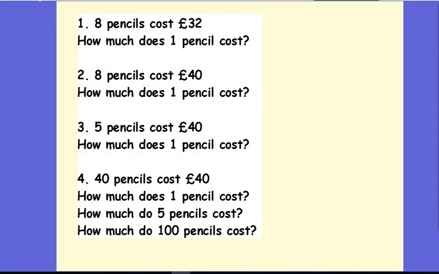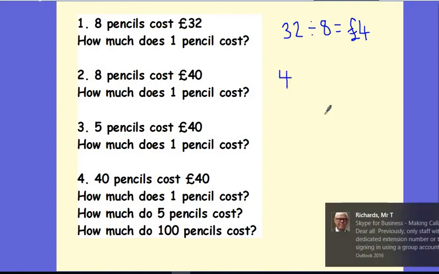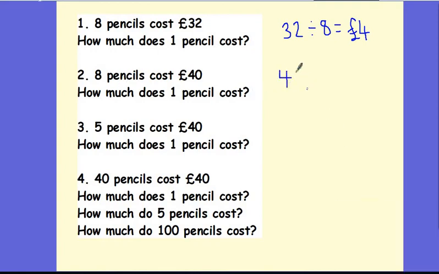Okay, let's go through the answers. For the first one, I've got 8 pencils costing £32. So to work out the cost of 1 pencil, I need to do 32 divided by 8. So it was a pricey pencil, it cost me £4. For the second one, I've got 8 pencils cost £40. So this time I need to do 40 divided by 8, which gives me £5.